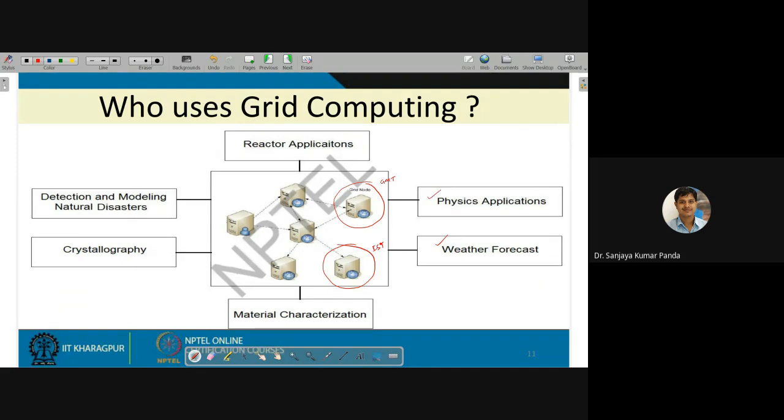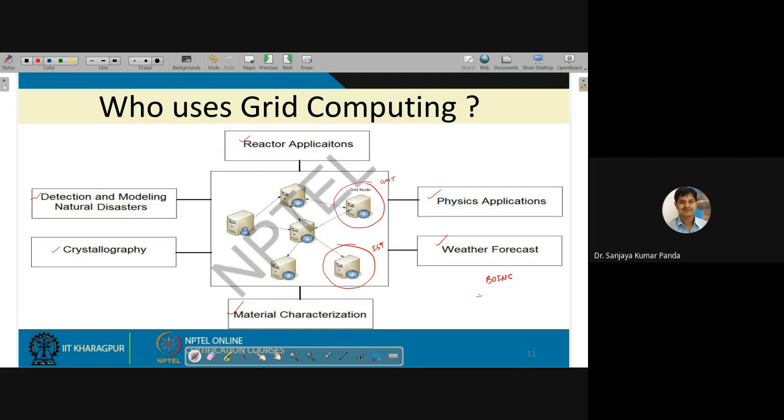Similar applications are related to physics, crystallography, and detection and modeling of natural disasters. Earthquake applications are also a part of our grid computing projects. Reactor applications and material characterization are other examples. In such applications, you can use grid computing. So grid is not limited to a particular application. You will find a number of projects under this BOINC platform.